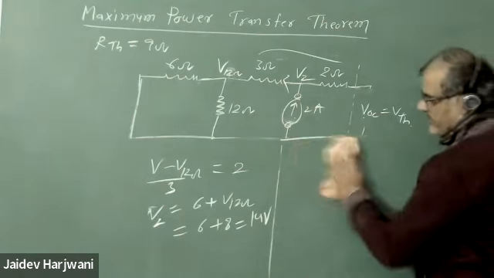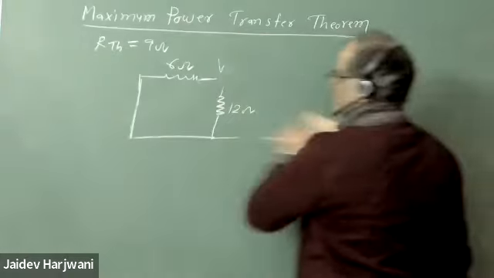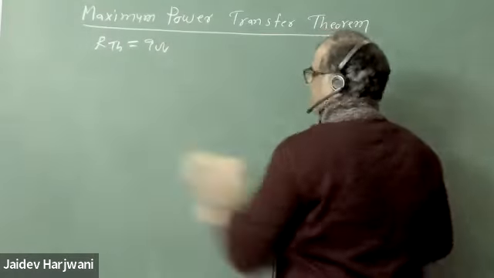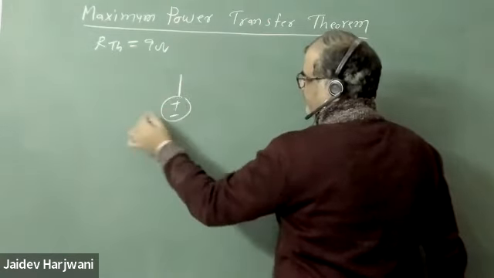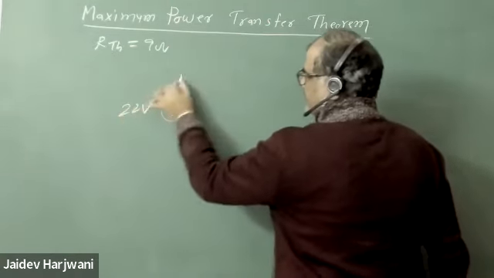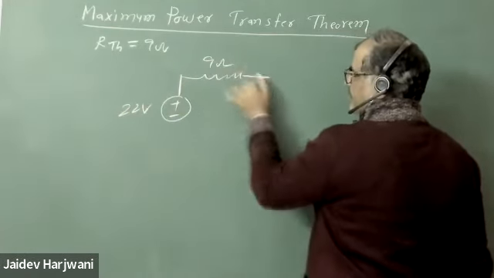So now we have VThevenin and we have RThevenin also. So I have the circuit. I can write my VThevenin is 22 volts, RThevenin is 9 ohm.